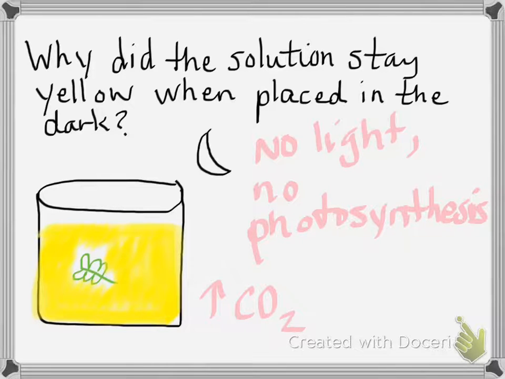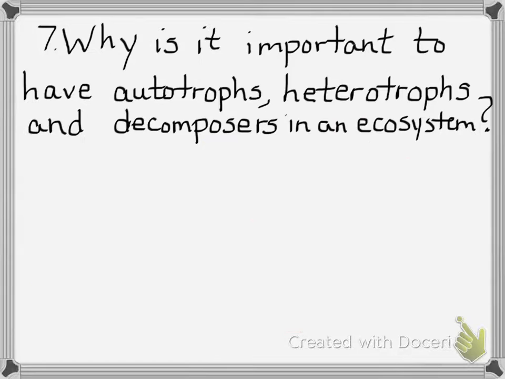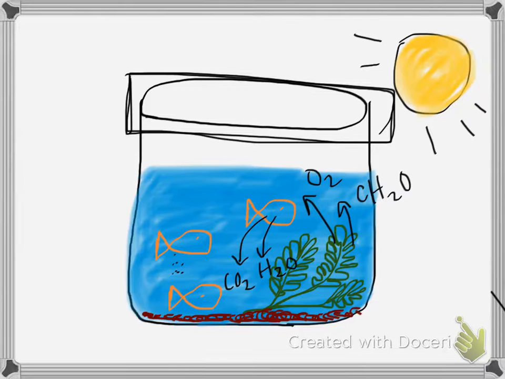Everybody okay on number 6? Okay, check out my drawing for number 7. Number 7 is, why is it important to have autotrophs, heterotrophs, and decomposers in an ecosystem? So I made a drawing. And I spent a lot of time on this too. Okay? It's a little aquarium. Check it out. I've got plants. I've got animals pooping.